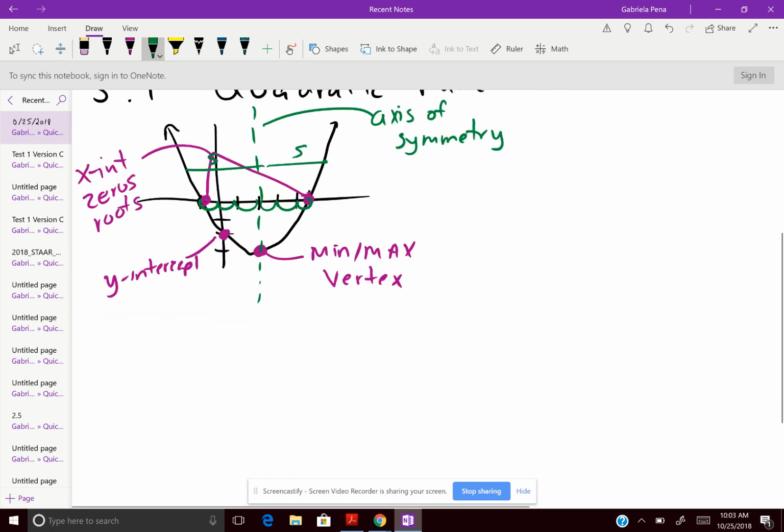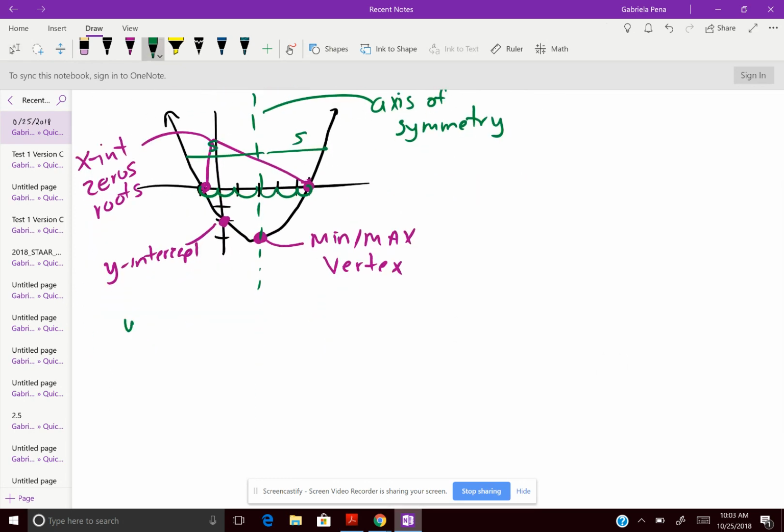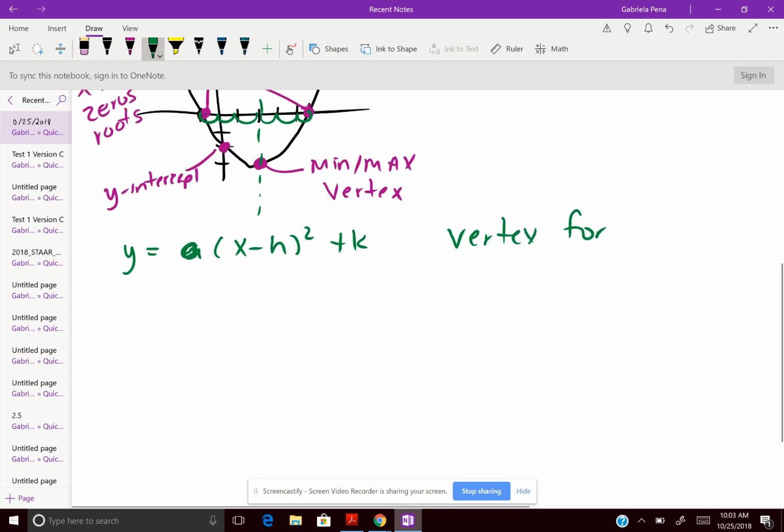Now, there are two types of functions that you get. One of them looks like this. This is an A. This is called vertex form, and that's the first one we're going to deal with. Plus K. What are H and K? We're going to figure that out. I like vertex form because to me that's easier. Some parts are easier in vertex form, some parts are easier in standard form.